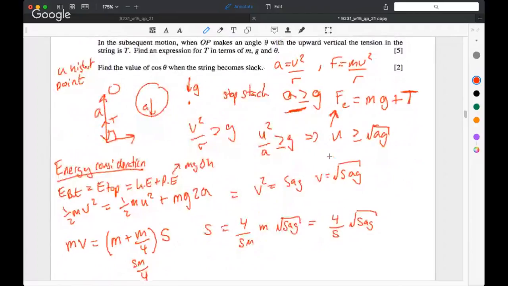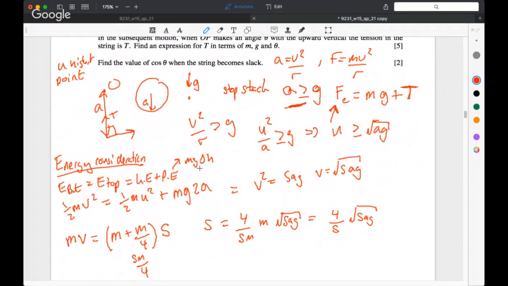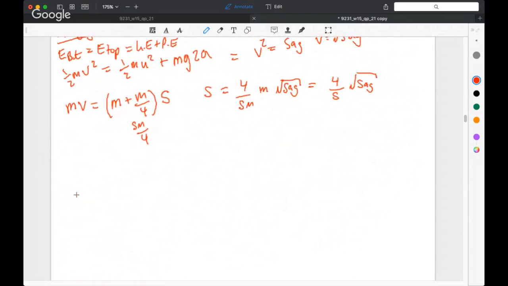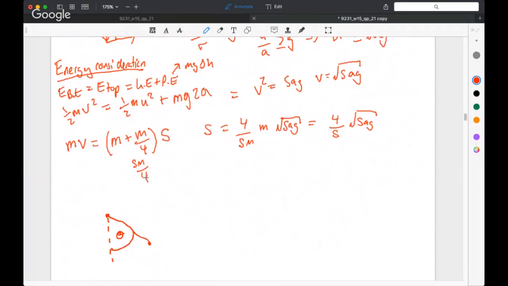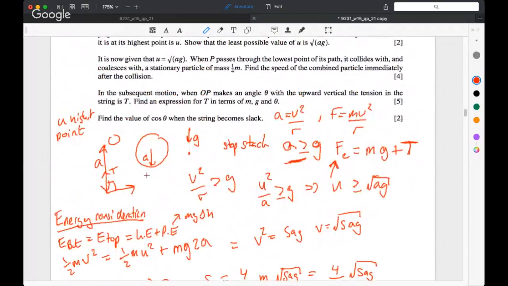Okay, good. And then in the subsequent motion, when OP makes an angle theta with the upward vertical, the tension in the string is T. Find an expression for T. Okay, cool. So we'll draw a circle again. Actually, let's not bother drawing a circle. Let's just draw on the string. There we go. It makes an angle theta with the vertical. And what's the expression for T in terms of mg and h?